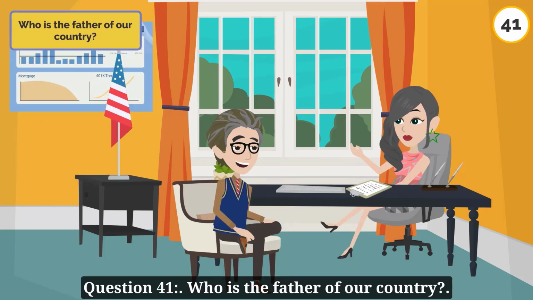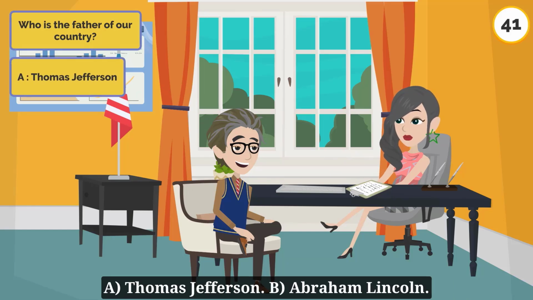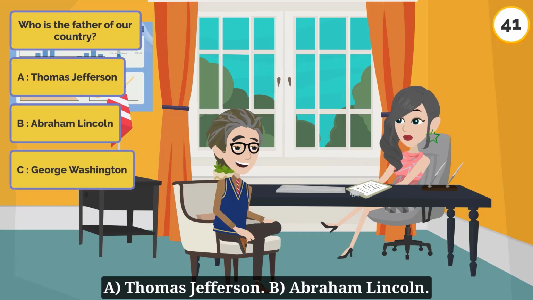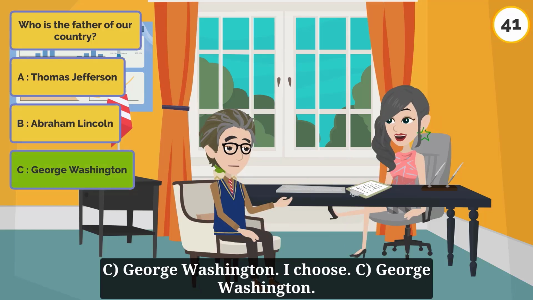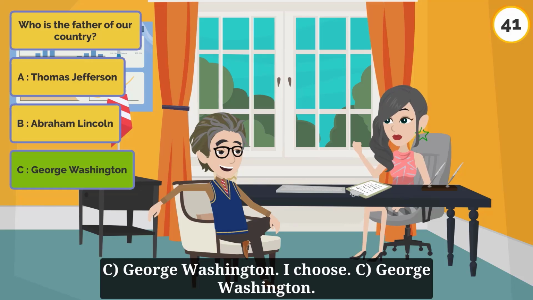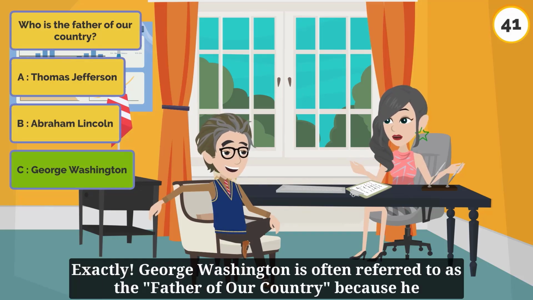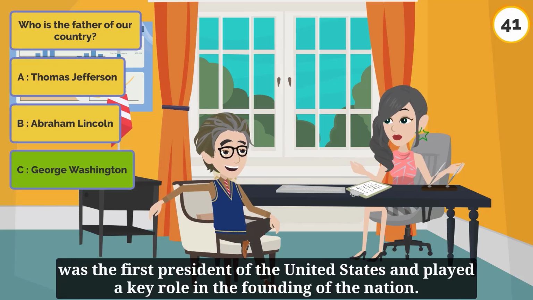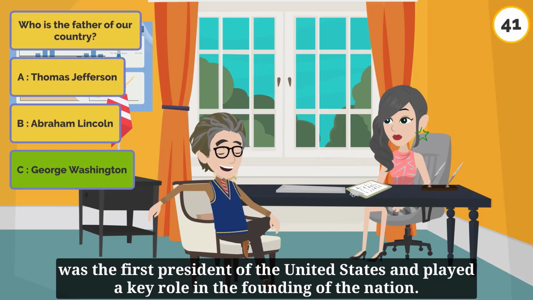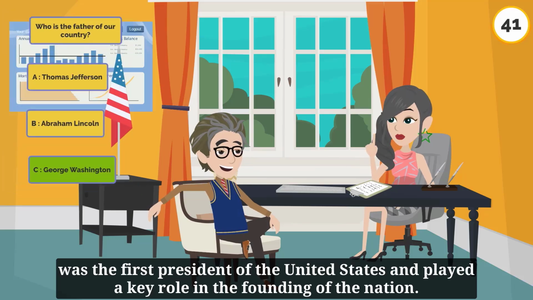Question 41. Who is the father of our country? A. Thomas Jefferson. B. Abraham Lincoln. C. George Washington. I choose C. George Washington. Exactly. George Washington is often referred to as the father of our country because he was the first president of the United States and played a key role in the founding of the nation.